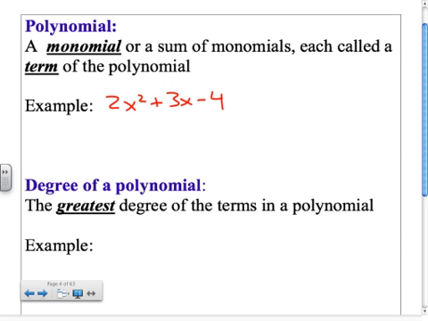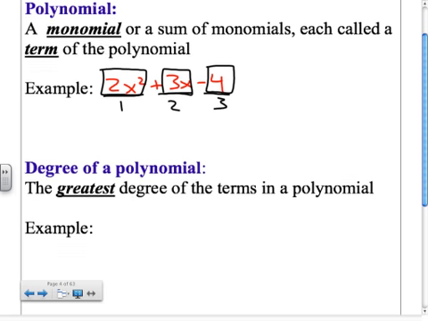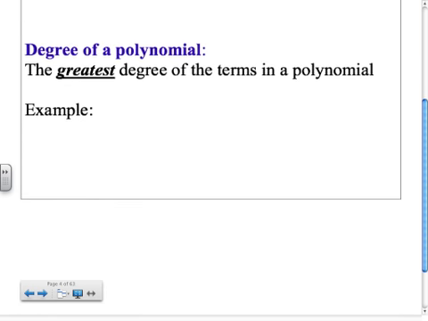Each term, right? There are 3 different terms: there's 1, there's 2, there's 3. And each of those terms is a monomial, right? The product of a number and variables with whole number exponents. So 3x is also a monomial, and 4 by itself is a monomial. So you get the idea. That's what a polynomial is. You're familiar with them, you've worked with them, but now we're just giving a definition to it, and maybe it's just review. Hopefully it's just review. And the degree of a polynomial is the greatest degree of the terms in the polynomial.